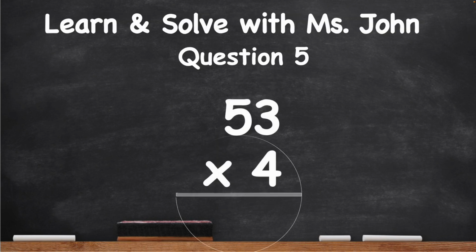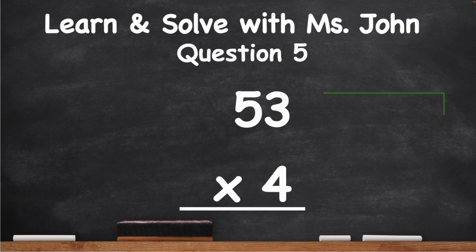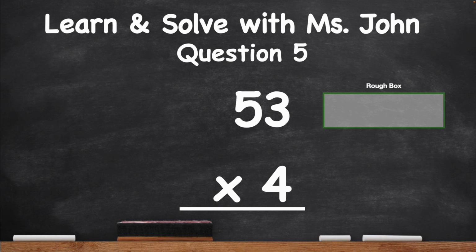Question number 5, 53 times 4. The first thing we're going to do is 4 times 3. So let's write 4 times 3 in the rough box. 4 times 3 equals 12. Now we're going to put the 2 in the ones column of the answer section and carry the 1 over to the tens column.